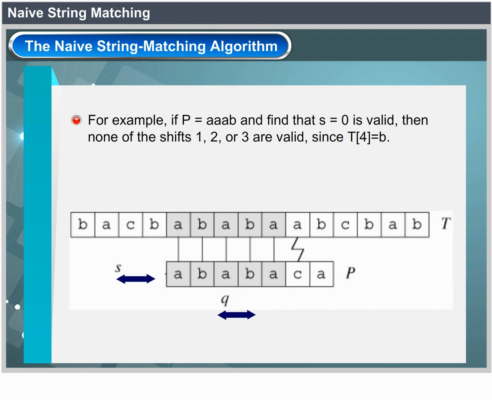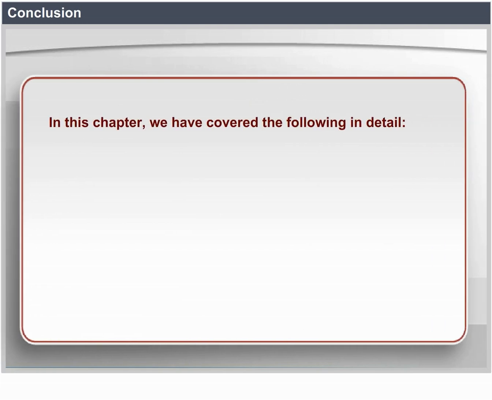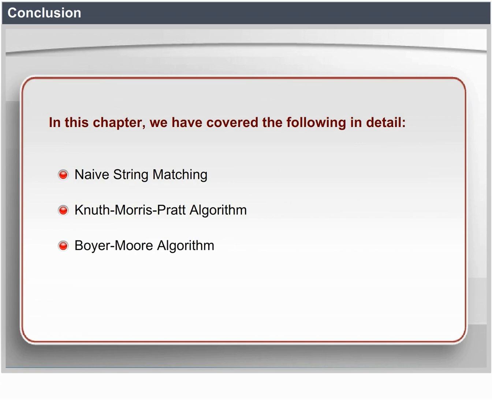Conclusion. In this chapter, we have covered the following in detail: naive string matching, Knuth-Morris-Pratt algorithm, Boyer-Moore algorithm, and applications in bioinformatics.